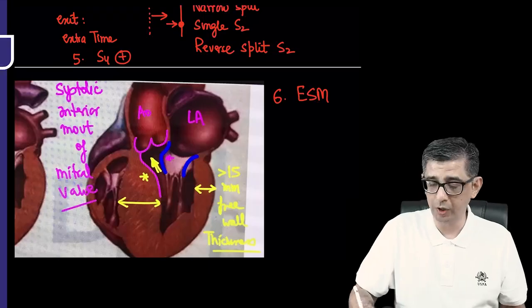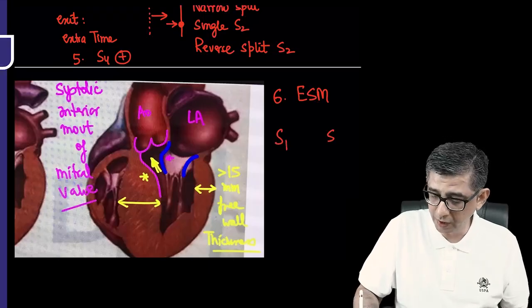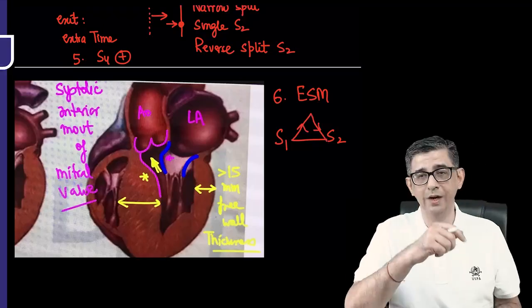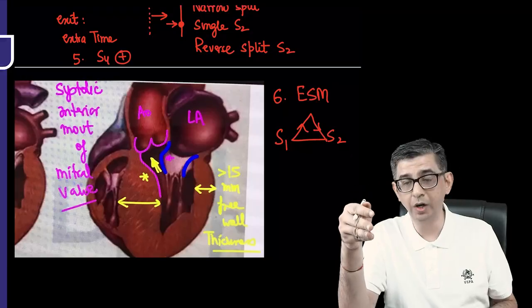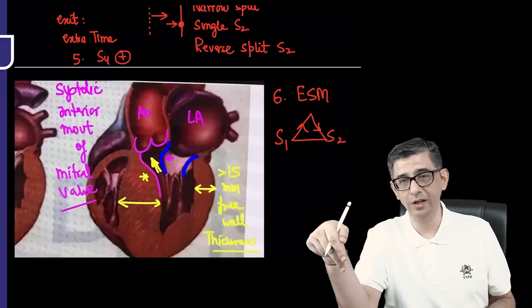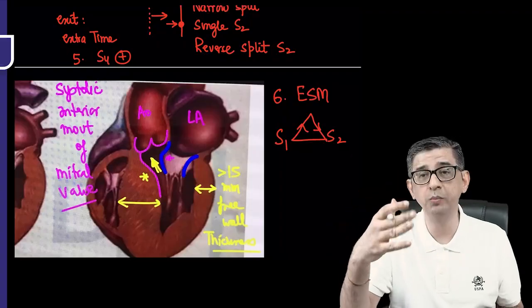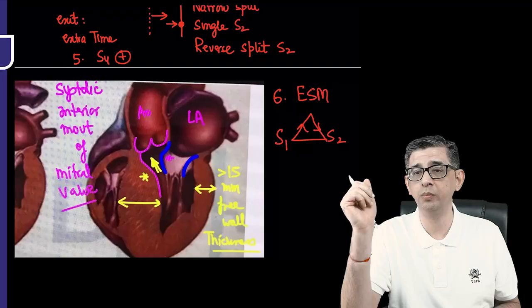The speciality of this ejection systolic murmur is that the intensity will become maximum in the middle of systole. The intensity becomes maximum right in the middle of systole, and then the intensity decreases. So sometimes in the books it might even be written as crescendo-decrescendo murmur.